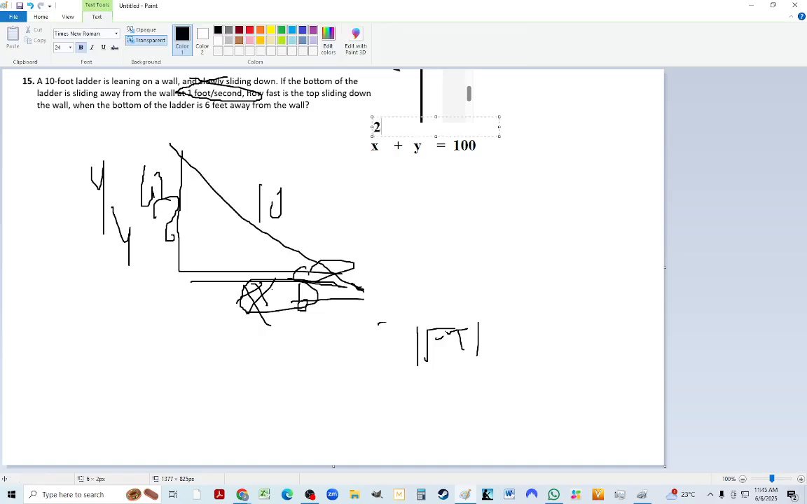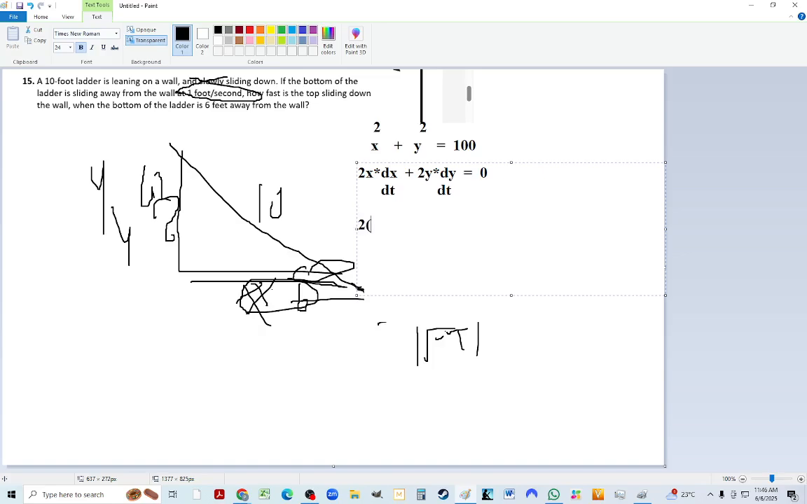We can take the differential based on time, because that's what they've told us. And we discover it's 2x times the change of x based on time, and it's 2y times the rate of change of y, which is what we're looking for, based on time, equals 0 over here, because the differentiation of a constant is just 0, the d100 over time, which comes out to 0. So we get that.